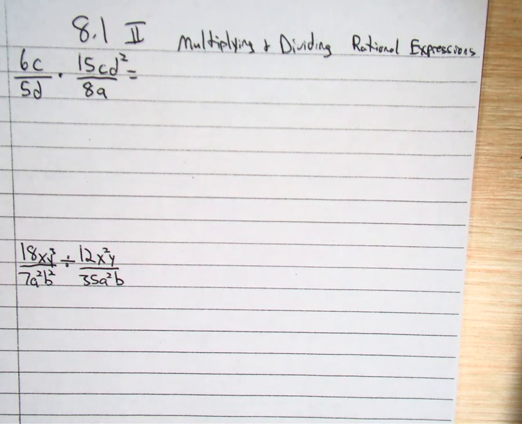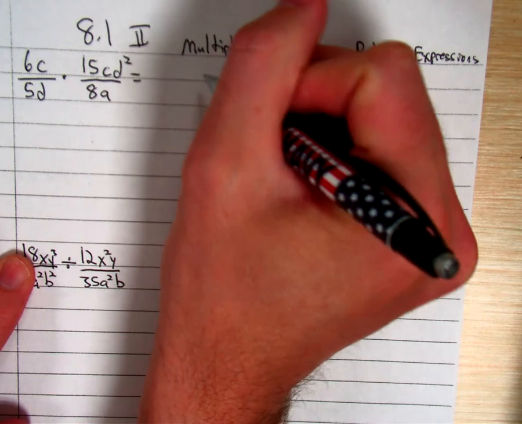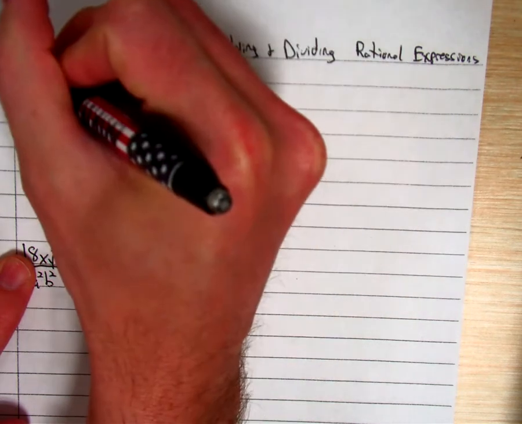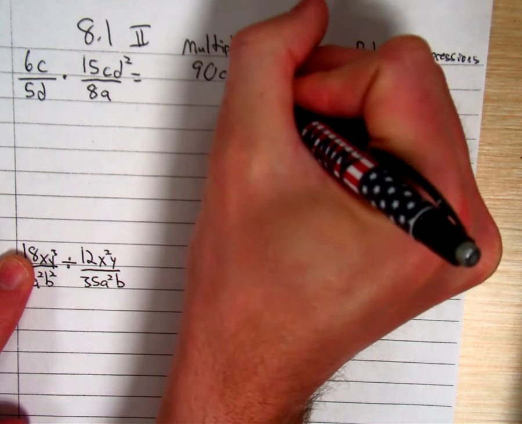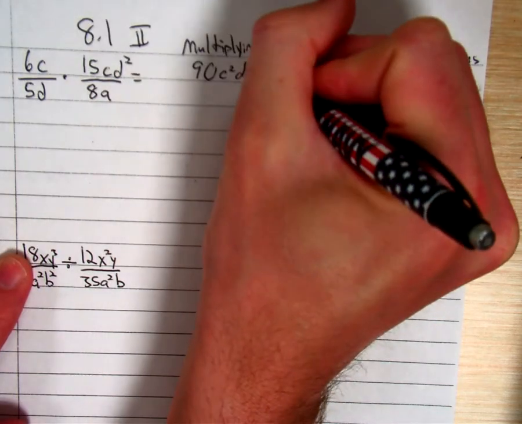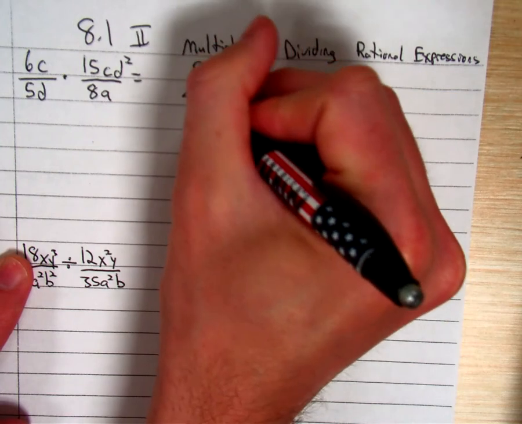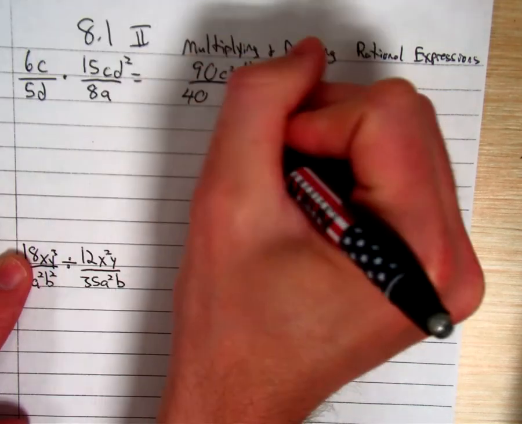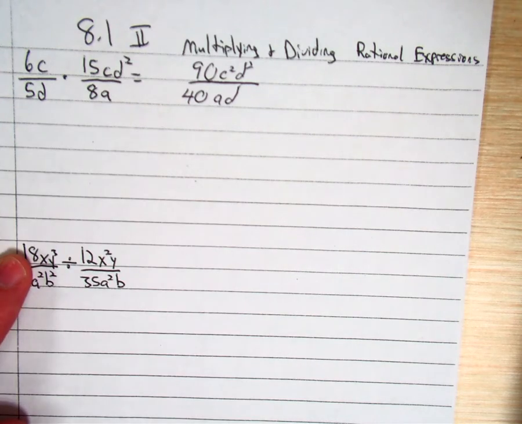The first one, which works out okay for this one, but not necessarily for the rest of them, is just to multiply it straight through. And we'll get 6 times 15 for a 90. C times C is C squared. Still have a D squared on the top. 5 times 8, we got 40. Even though it's DA, I'm going to go AD in alphabetical order.